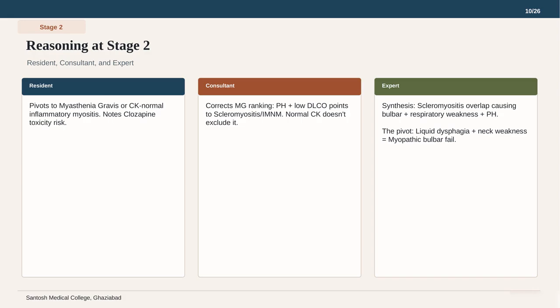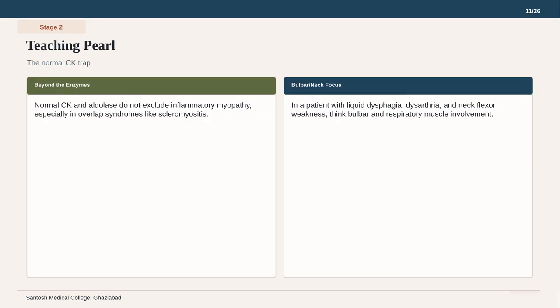To understand why the labs were misleading, we should examine a teaching pearl regarding the normal CK trap. This teaching pearl addresses the common pitfall of relying too heavily on muscle enzymes. As noted on the left, a normal creatine kinase and aldolase do not exclude inflammatory myopathy. This is especially true in overlap syndromes like scleromyositis, where the enzyme elevation may be minimal or absent despite significant clinical weakness. On the right side of the slide, we focus on the bulbar and neck findings.